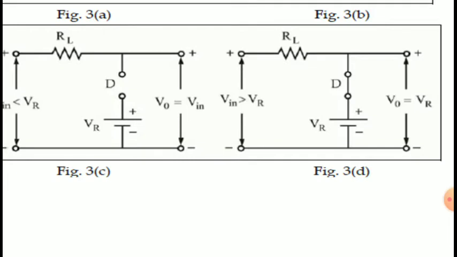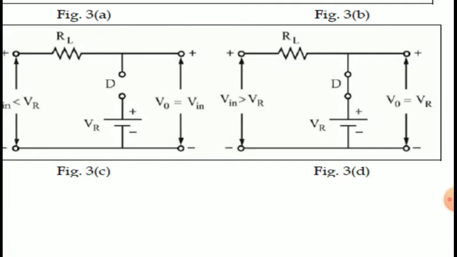The diode is ideal, consider the diode is ideal, so it will be replaced with a short circuit. No RF will be there, no V gamma, that is cut-in voltage is considered as 0 and R forward is considered as 0. So because of that condition, the diode is replaced with a short circuit, so V output will be equal to VR. That is the simple basic law, measuring the voltage across the VR. So V output will be VR.